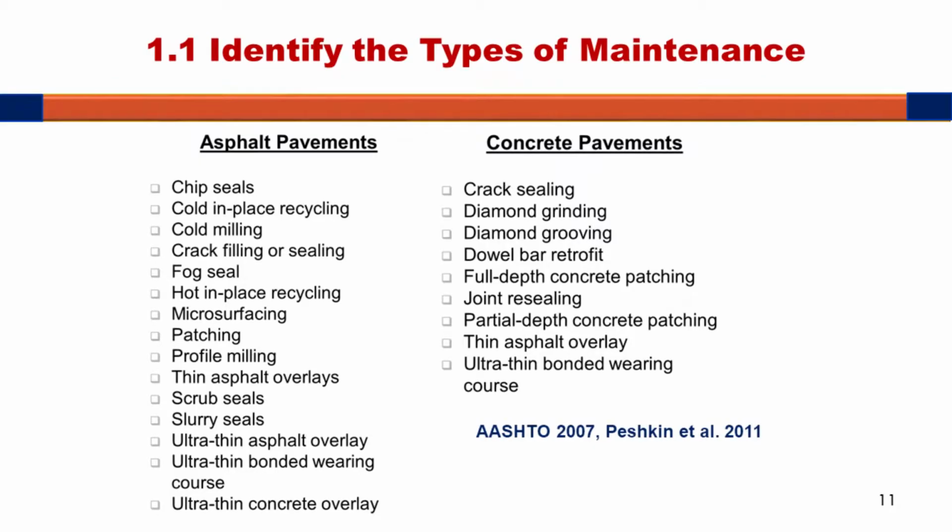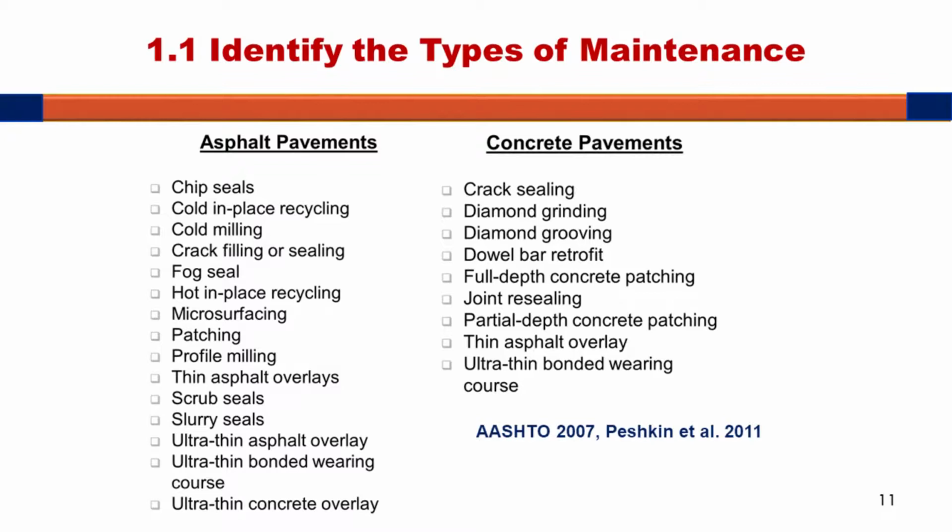So for the example, there are definitions in the report. These are the common treatments that we found, and we are just referring to other studies. So for asphalt pavements, we have the chip seals, the cold-in-place recycling, the cold milling, the crack filling, and all of those are ones that should be taken into consideration when you are looking at your maintenance treatments menu. Then for concrete pavements, you have the crack sealing, the diamond grinding, the diamond grooving, and you will find definitions also in the report and references to go further and see what the meaning of each is.